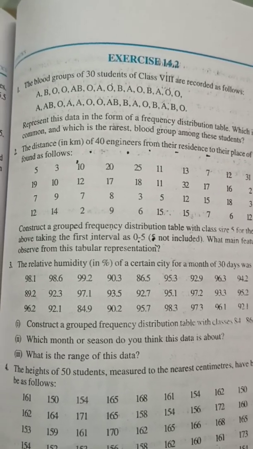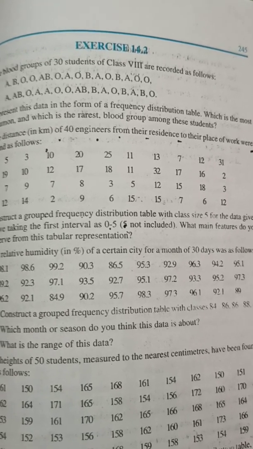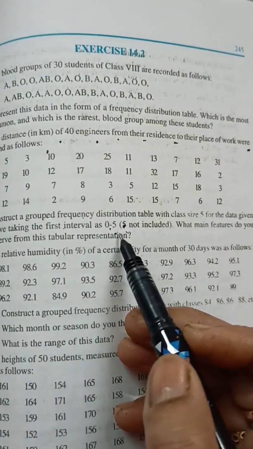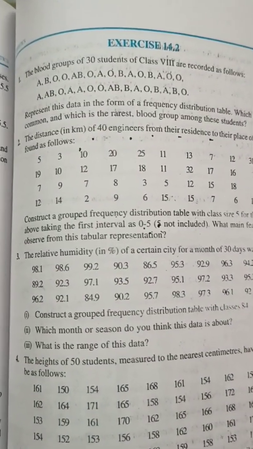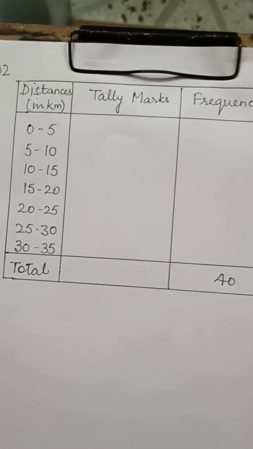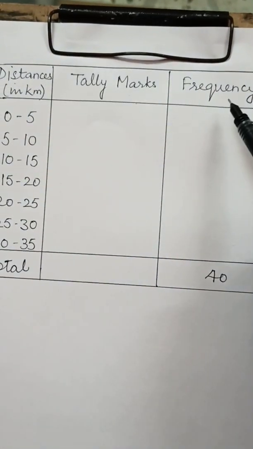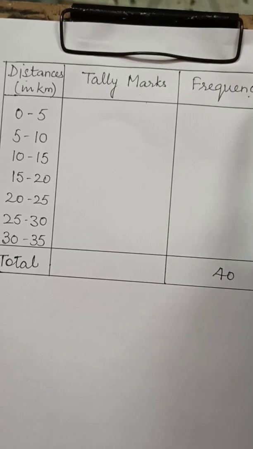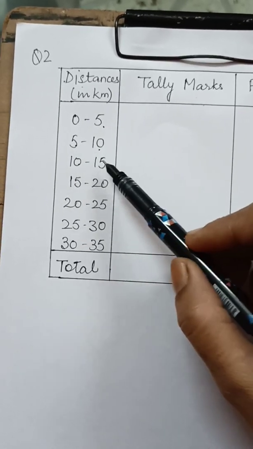So to avoid such a long table, we convert this data into grouped data as given in the question. Take the interval as 0 to 5. So now here we are converting this data into grouped data, grouped frequency data. So you have to prepare your table in this manner. Here is distances in kilometers, here is tally marks, here is frequency, meaning the number of engineers having that distance. So 0 to 5, this is 5 to 10, 10 to 15.